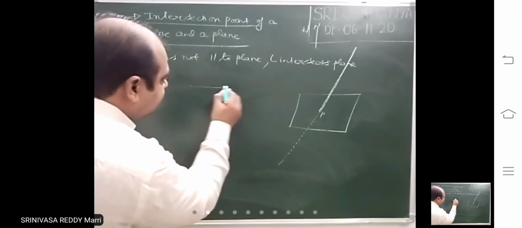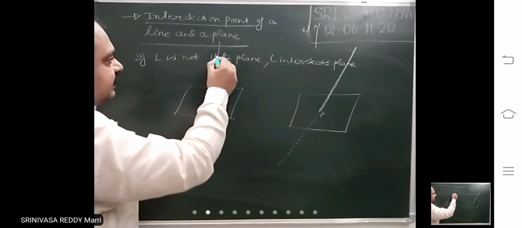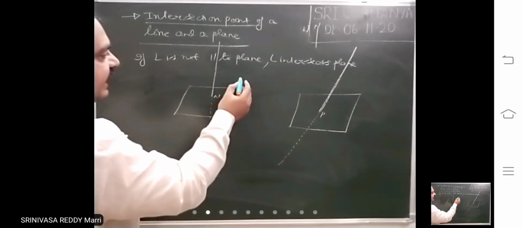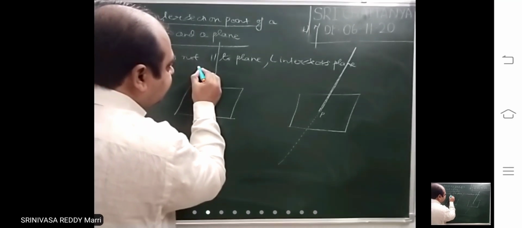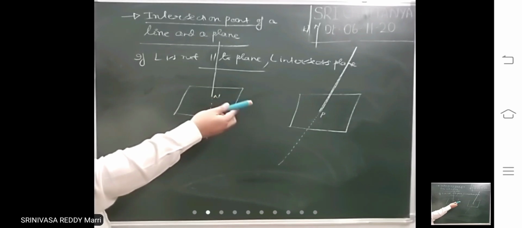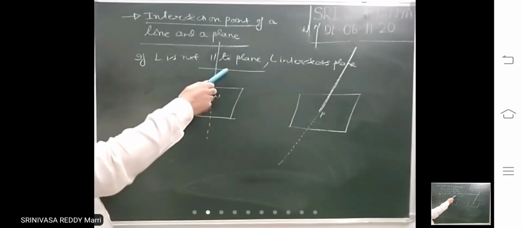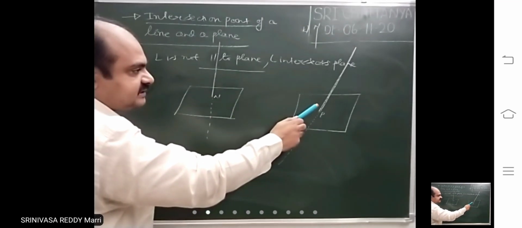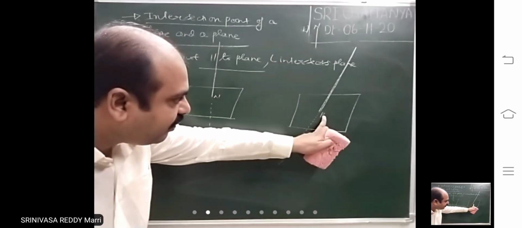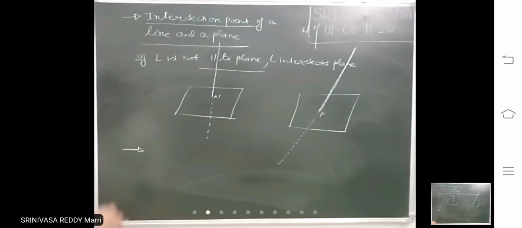If the line is parallel to the plane, then it will not intersect. It will be like this. If it is parallel to the plane, the line will be like this, and it will not intersect. In all other cases, if it is not parallel to the plane, the line will intersect the plane. This is called the intersection point of the line and the plane. Look at how to find the intersection point of line and the plane.